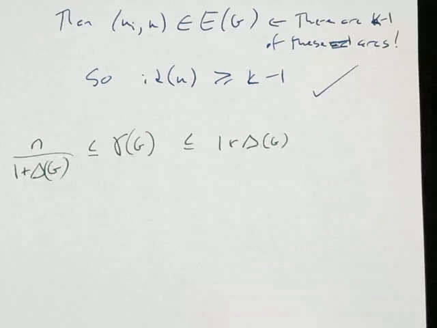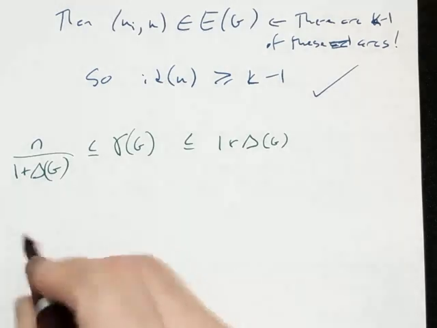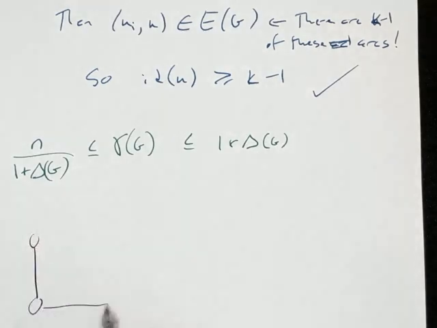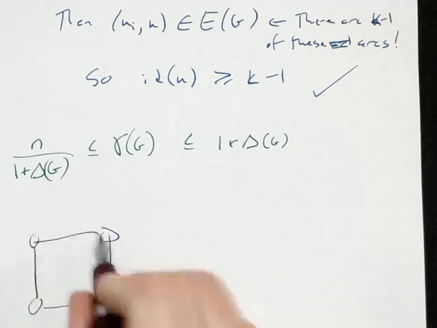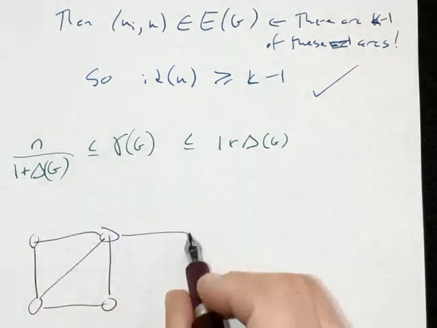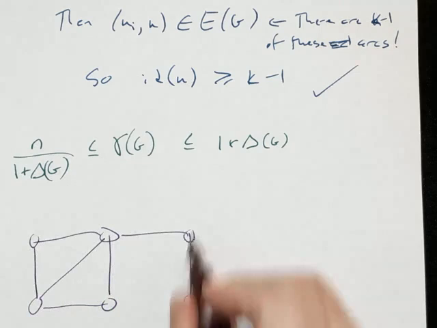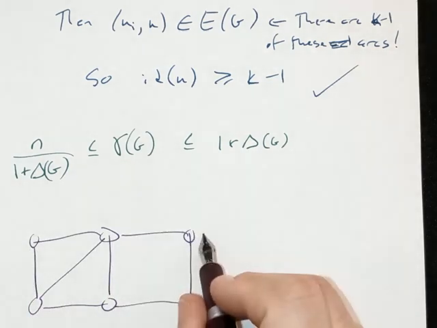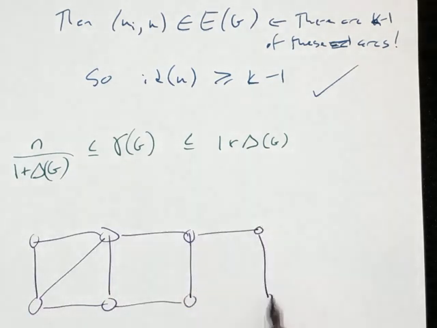So I'm going to go ahead and take a square with a single diagonal, another square, and then a square with the opposing diagonal.